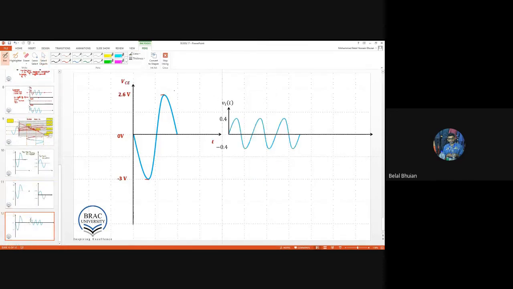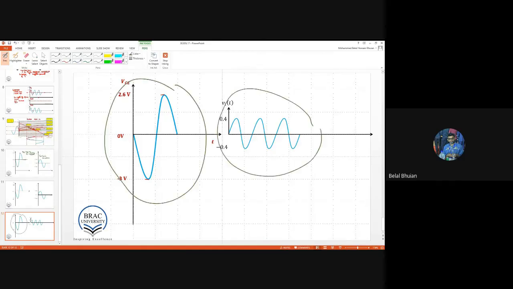We obtained this due to the signal that we applied at the input side. We applied 0.4 sine omega t. That's why we obtained an output signal like this. So clearly, if the amplitude was 0.4 at the input, what is the amplitude at the output? 2.6. So clearly we have an amplification.